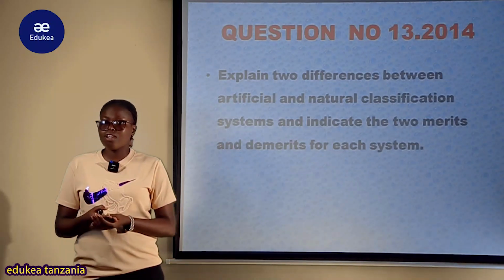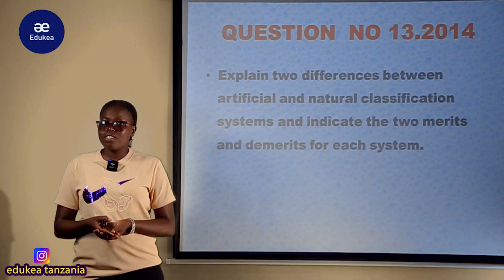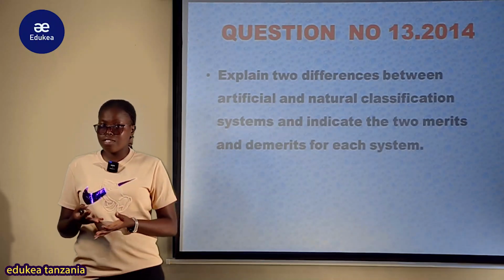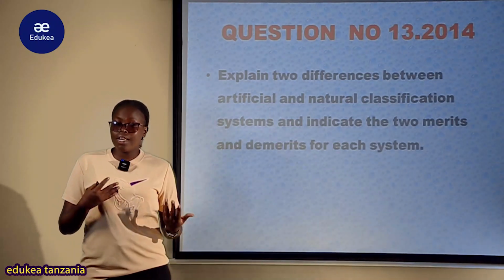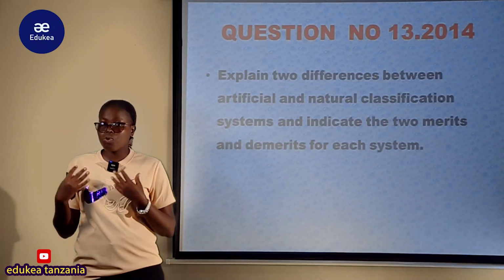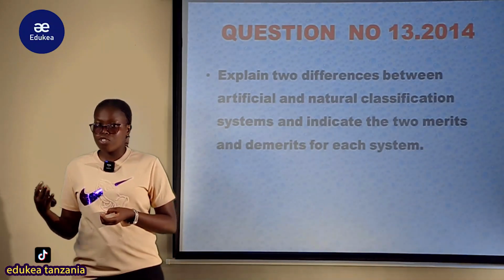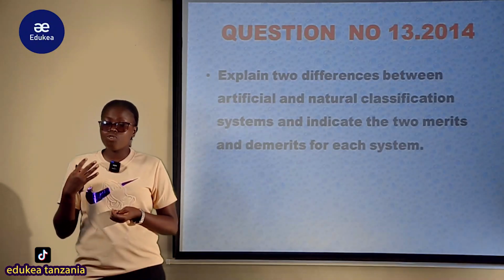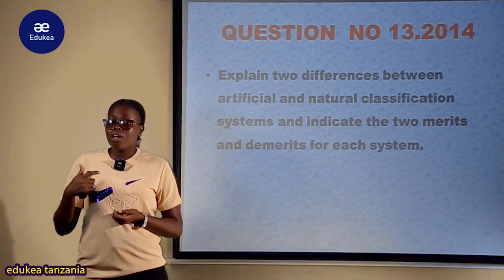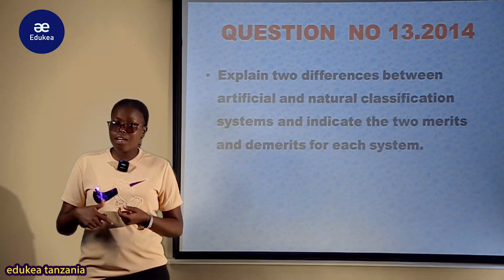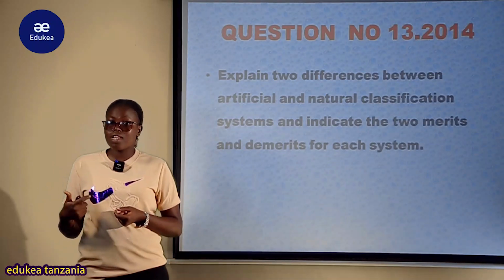When you talk of the natural classification system, this is a type of classification system that uses both internal and external features to group organisms into their respective groups. They tend to use many features, utilizing both analogous and homologous features that organisms tend to have.